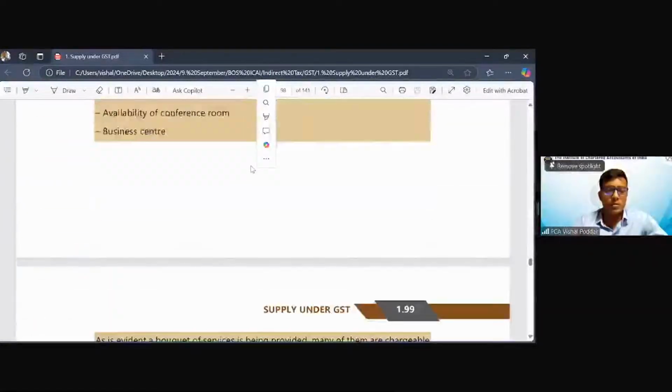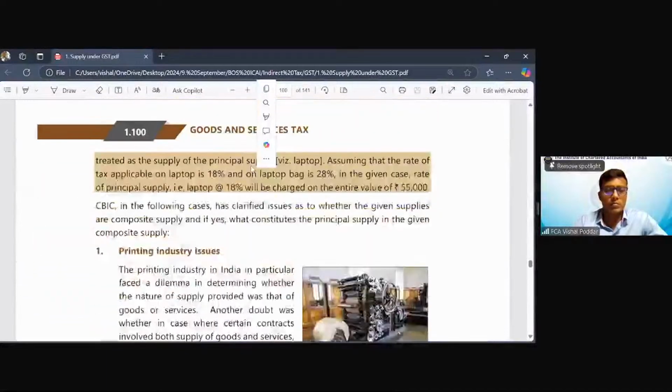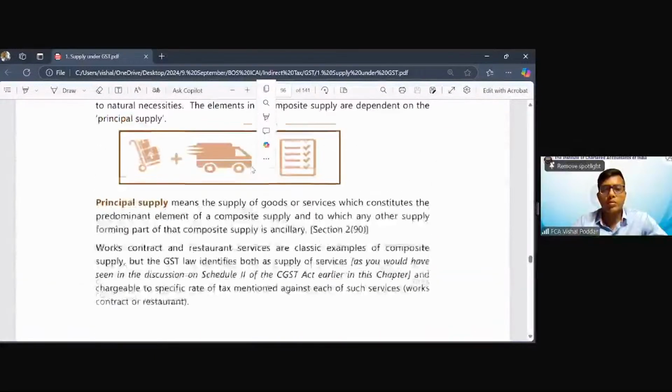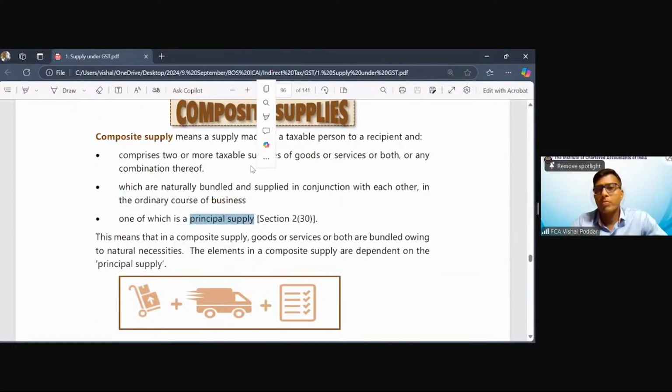So what is important is, if any of these conditions are not satisfied, your transaction may become a mixed supply. So three crucial conditions. One, the two or more items should be taxable supplies. Two, they are naturally bundled in the ordinary course of business. And three, out of these, only one is the main item, main supply. Others are subordinate or secondary.